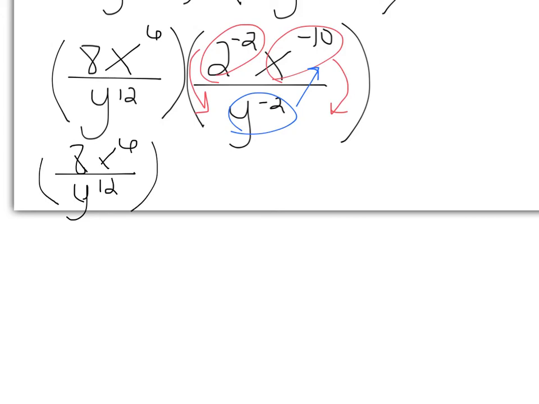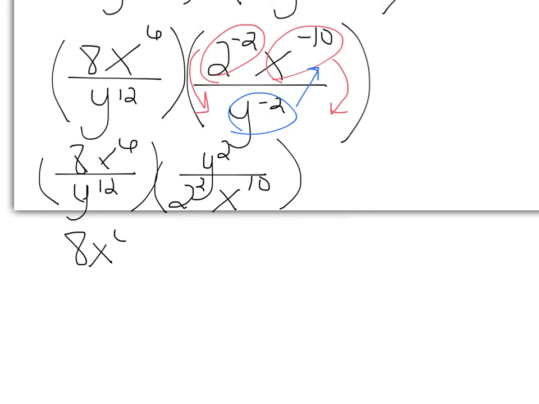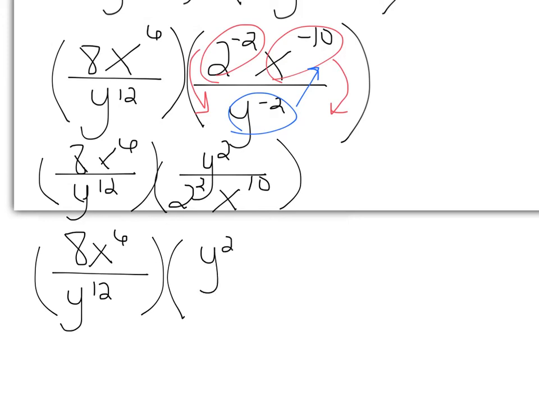And then let's come over here. So we're going to leave y squared. It's going to come to the numerator. And then 2 squared is going to go to the denominator, and x to the 10th is going to go to the denominator. Okay, so let's rewrite. 8x to the 6th, y to the 12th, times y squared over 2 squared is 4, x to the 10th.